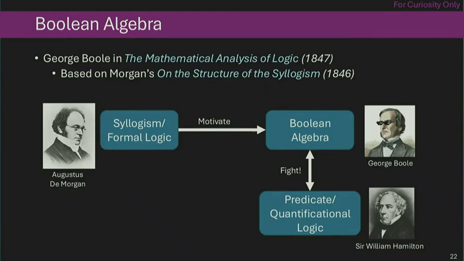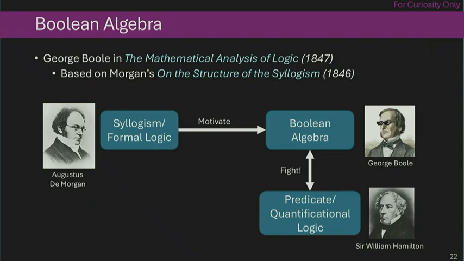And the next theorem we're going to see is called De Morgan's theorem. And of course, it's named after a guy, Augustus De Morgan. De Morgan actually wrote something about Boolean algebra a little bit earlier than Boole. He wrote a book, The Mathematical Analysis, on the structure of syllogism in 1846, 1 year before Boole's work on his algebra. Right, 1 year before Boole's The Mathematical Analysis of Logic, which eventually becomes Boolean algebra.